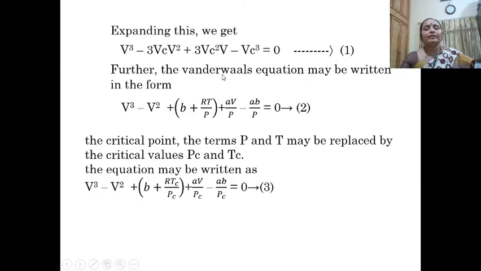Further, the Vanderwaals equation may be written as follows. At critical point, P becomes Pc, T becomes Tc. So, substituting P and T as Pc and Tc, the second equation is going to be rewritten as V cube minus (b plus RTc by Pc) V square plus aV by Pc minus ab by Pc is equal to 0.